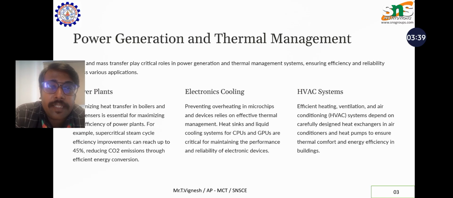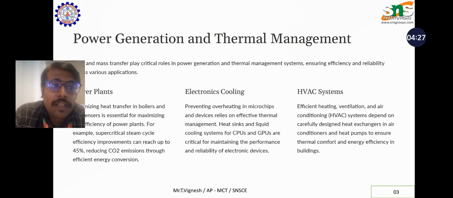If you want to improve the efficiency of a power plant, you need to understand its heat transfer mechanisms. And if you go for the design of electronic systems, definitely electronic systems will generate heat, right? If you don't remove that heat generated by the electronic components, the electronic systems will fail in future. Heat sinks and liquid cooling systems for CPUs and GPUs are critical for maintaining the performance and reliability of an electronic system. That heat should be removed from the system in order to keep the devices working. So this cooling is very essential in electronic systems.